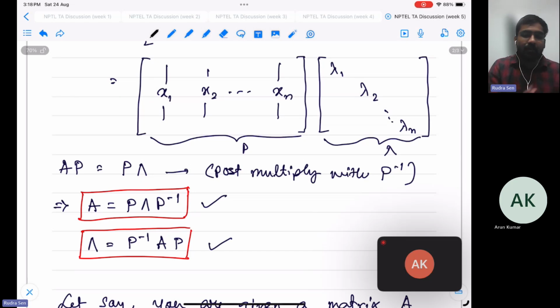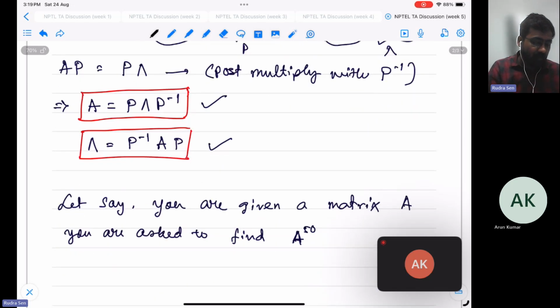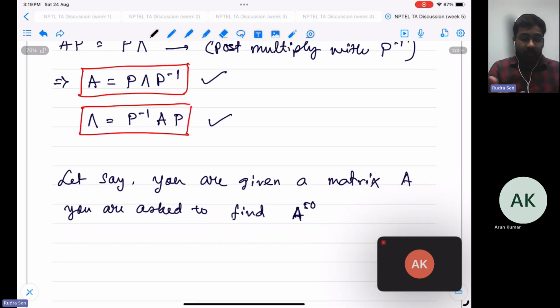So this big lambda is a diagonal matrix. That means all the eigenvalues are basically diagonal entries, and since P is invertible, we will definitely get a P inverse. So why is diagonalization required?